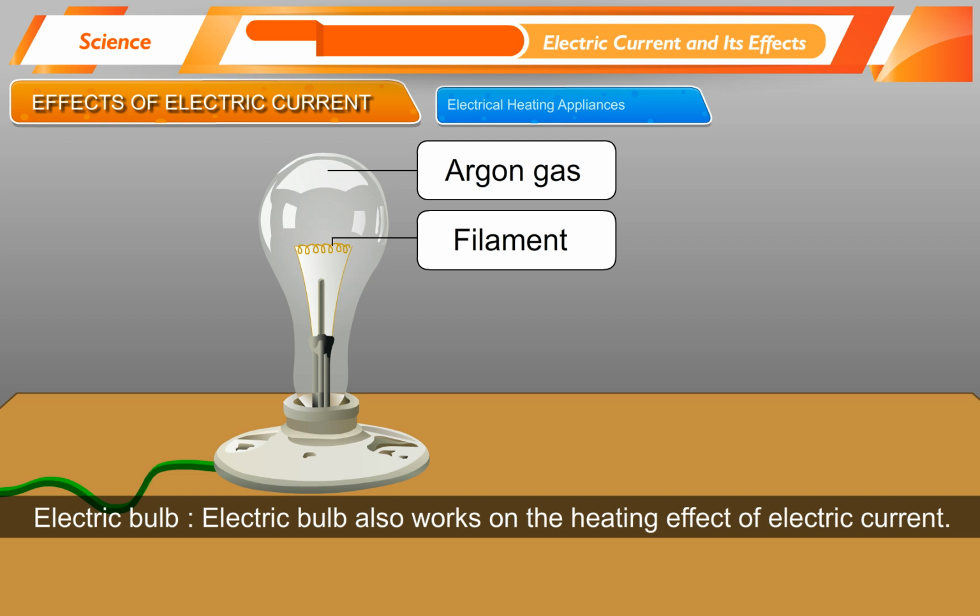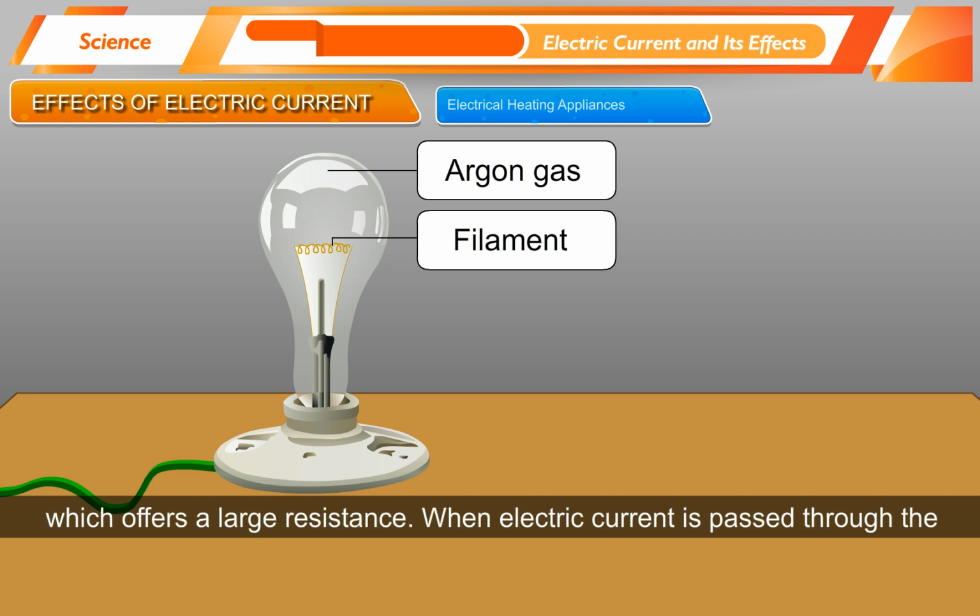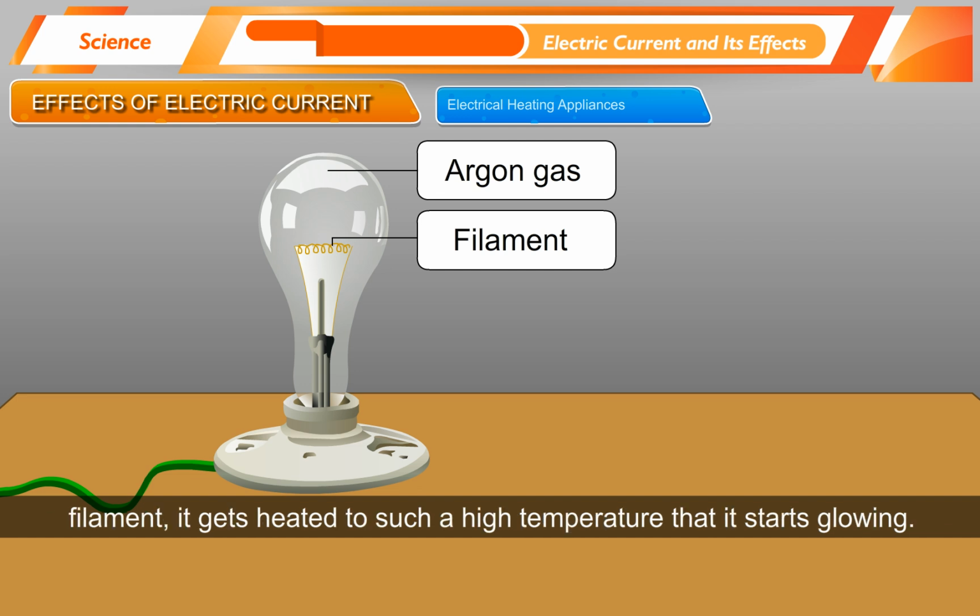Electric bulb. Electric bulb also works on the heating effect of electric current. The filament of the electric bulb is made of a very thin and coiled tungsten wire which offers a large resistance. When electric current is passed through the filament, it gets heated to such a high temperature that it starts glowing.